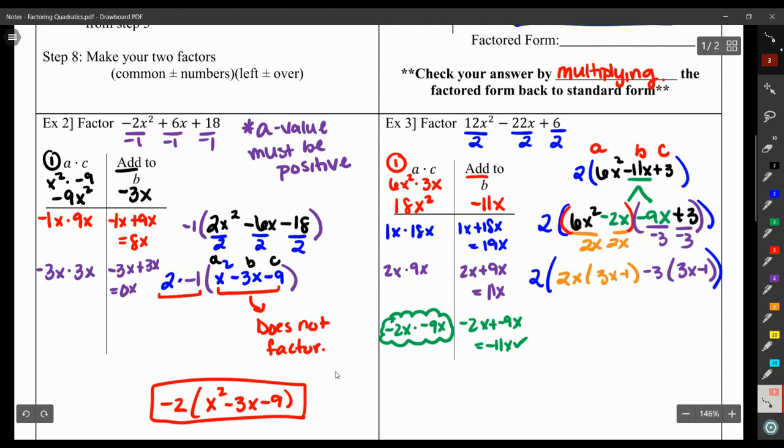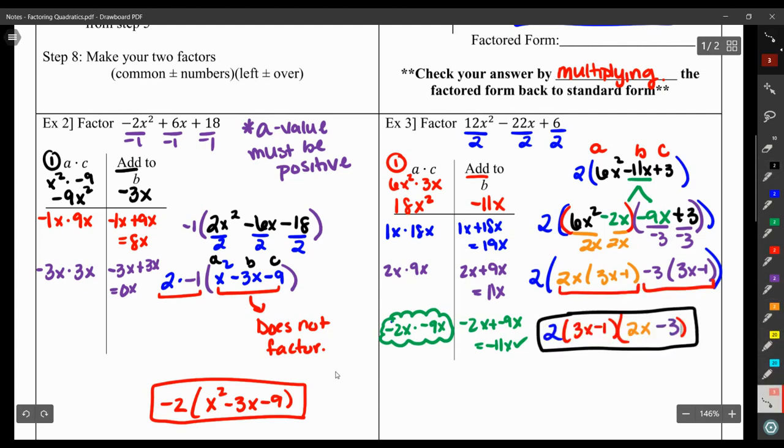Pause the video, see if you can find the final factored form. And here's the final factored form. We have the common factor of 3x minus 1 on the outside, and then the leftovers on the inside. 2x is left over, and so is -3. And then the 2 from the very, very beginning still tags along on the outside. That is your factored form. So we actually have three factors. We have a factor of 2, a factor of 3x minus 1, and a factor of 2x minus 3.